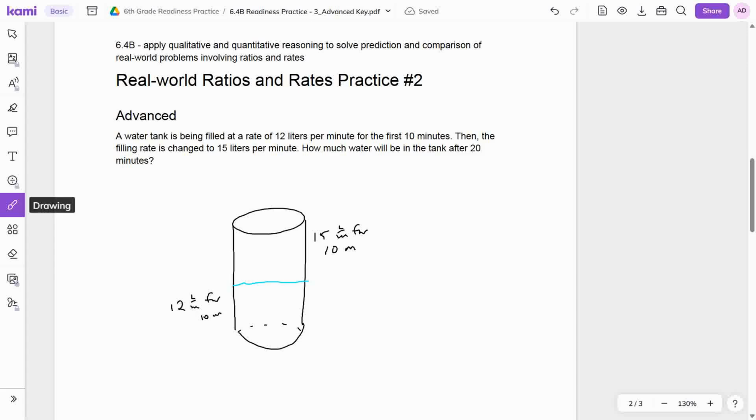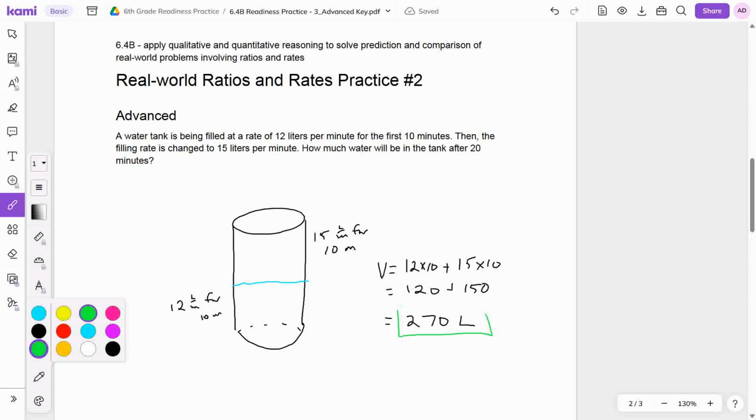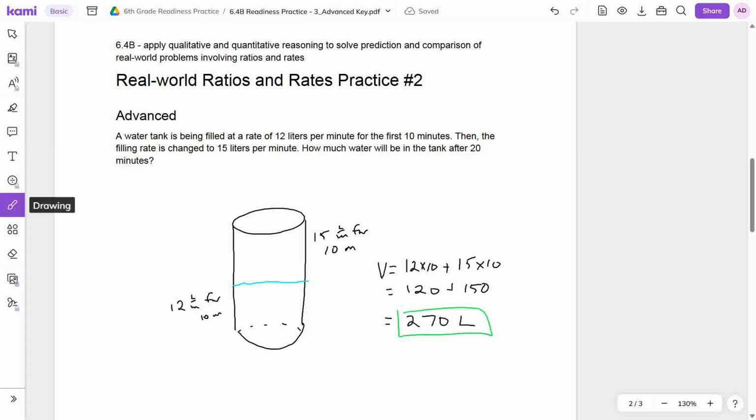Okay, so my water, and we'll just go ahead and put my volume equals, what's my first unit rate? Well, it's 12 liters per minute for 10 minutes. And then it changes to 15 liters per minute for the other 10 minutes. That's it. I just need to add those two different unit rates and multiply each by 10. So that's going to equal 120 plus 150, right? So my volume is going to equal 270 liters. So that's it. Once we recognize that, it's going to be pretty simple, 270 liters.